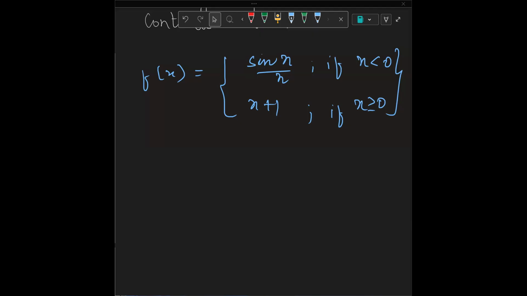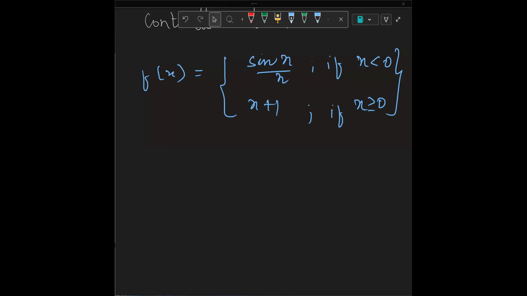Does anyone get any point of discontinuity or not? Ali, what's your answer? No point of discontinuity. Okay, Anas, tell me what's your answer. No point of discontinuity. Are you sure? Yes. Okay, Anas, tell me how you solved this question. How did you come to know that for this function you have no point of discontinuity?